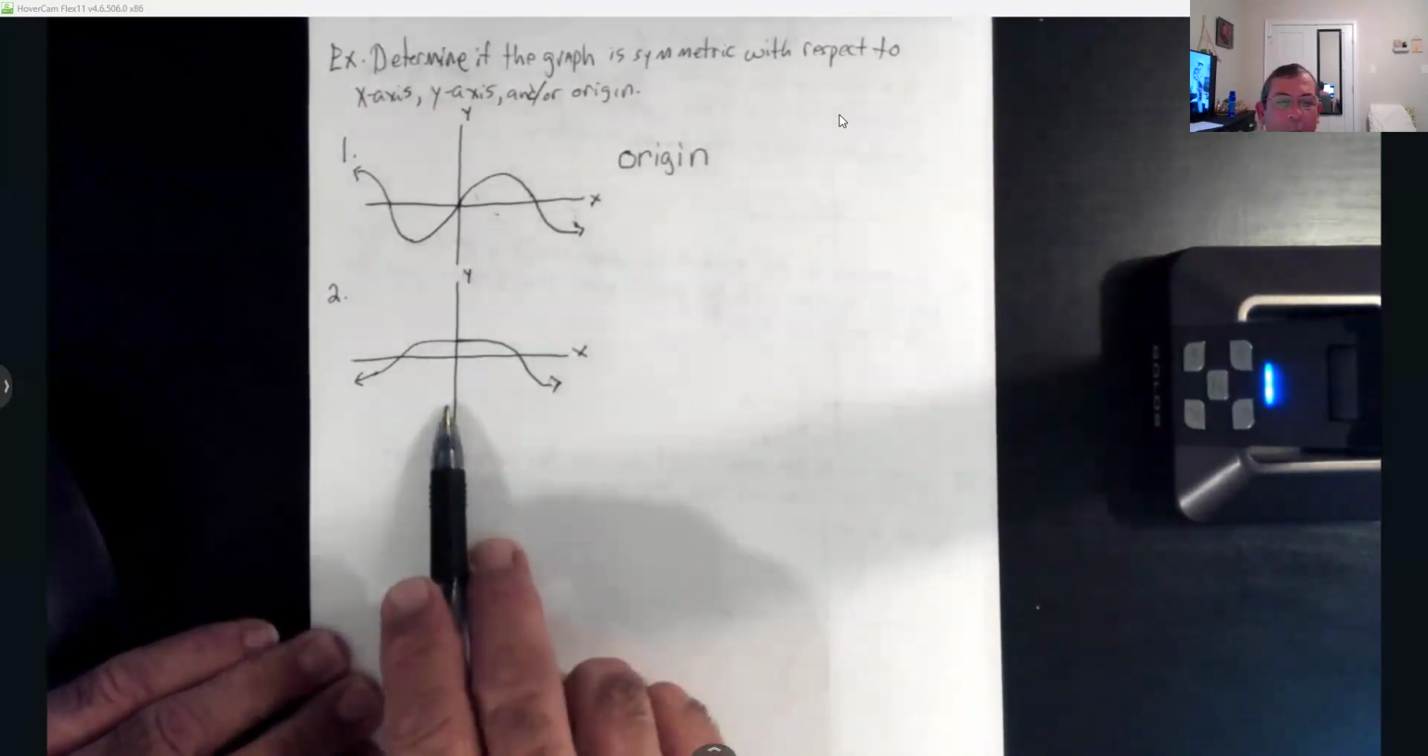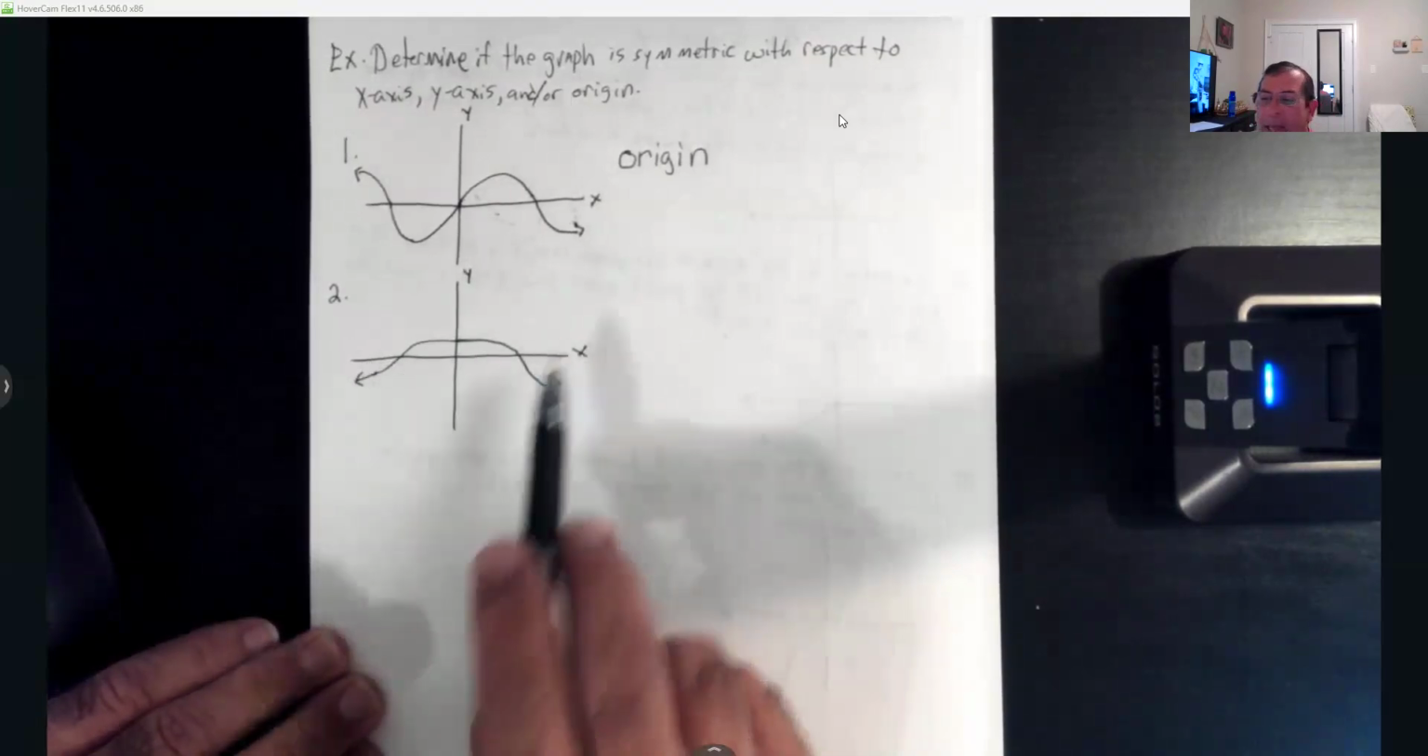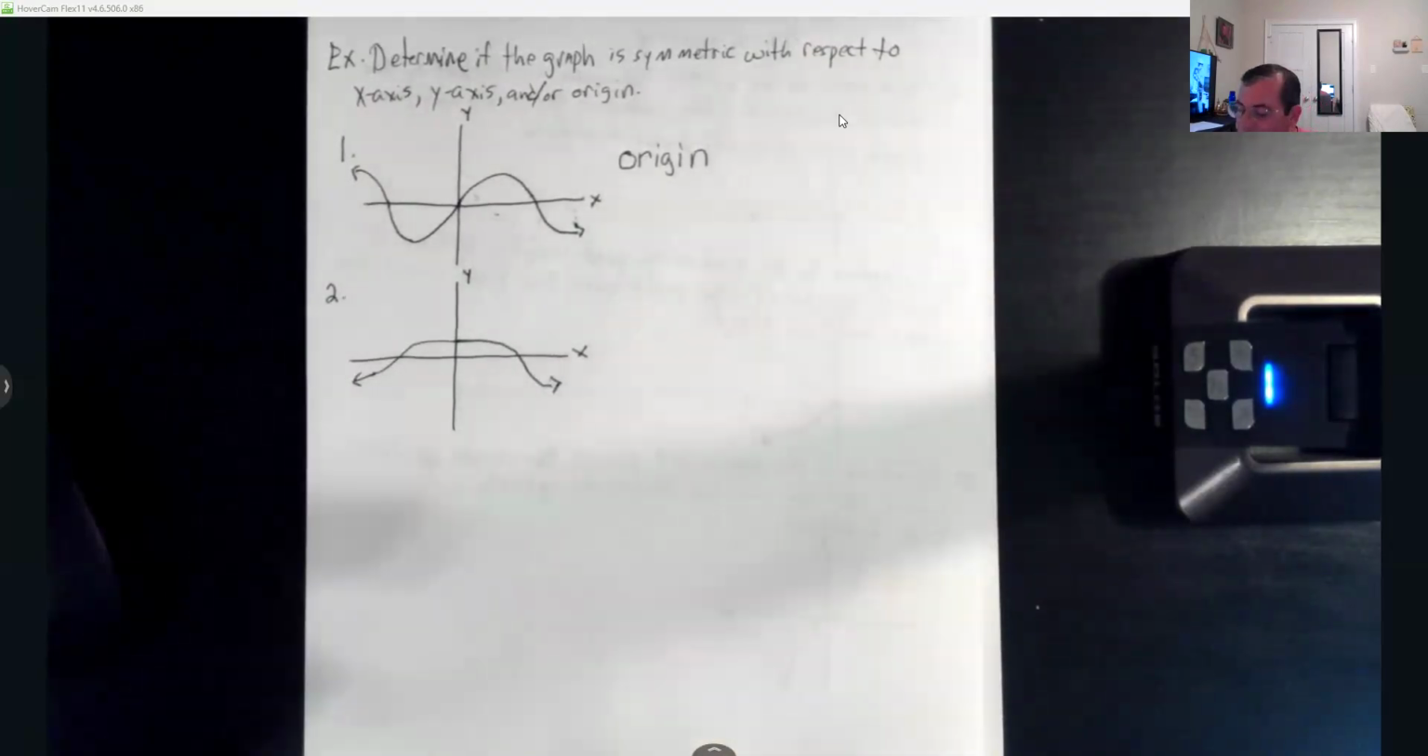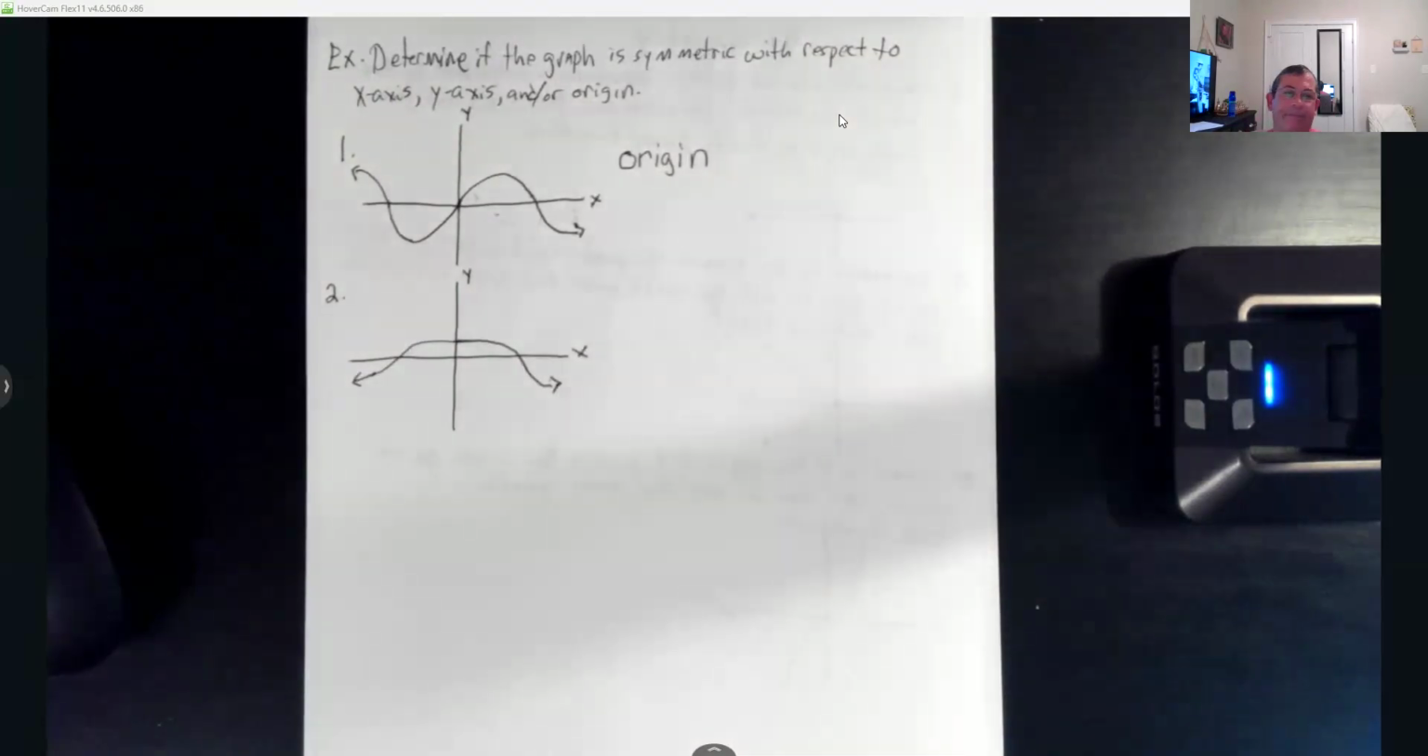Is it symmetric to the Y? Is it symmetric to the X? Or is it symmetric to the origin? X.